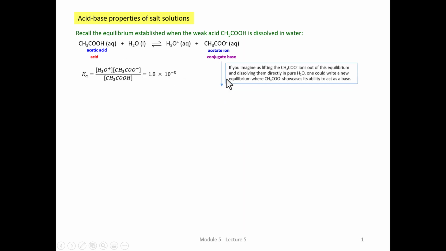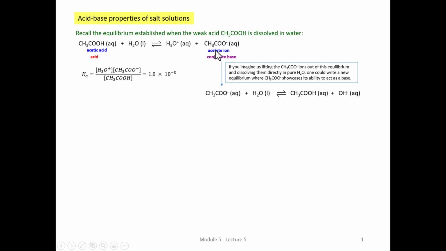Now let's do a thought experiment, and let's imagine that you have this solution in your beaker, but you're going to selectively take some tweezers and pick out all of the acetate ions from this equilibrium, and then you're going to plunge them directly into pure water. And when that happens, the acetate ion can showcase its ability to act as a base. Again, this is a thought experiment.